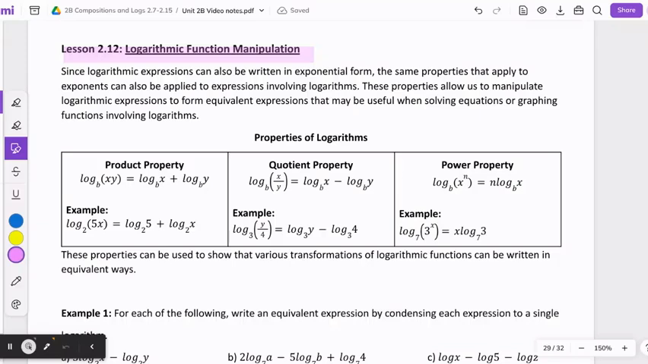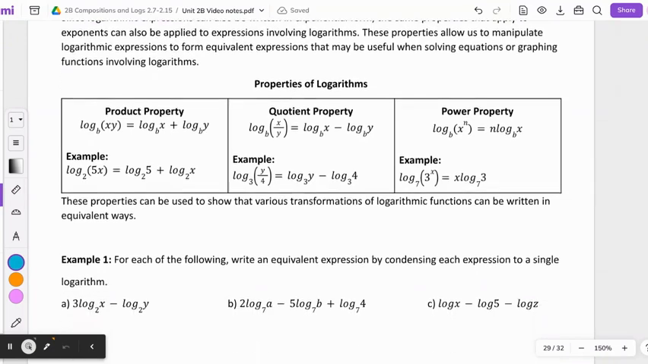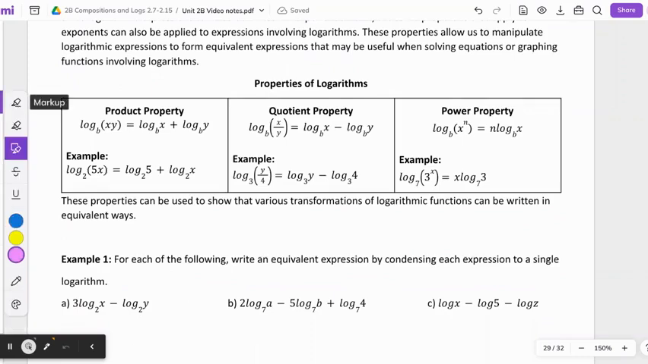Okay, let's look at some log properties so we can do some function manipulation. All right, so since they can also be written in exponential form, the same properties that apply to exponents can be applied to expressions involving logs. Hopefully you remember some of these. If not, we're reviewing them here.